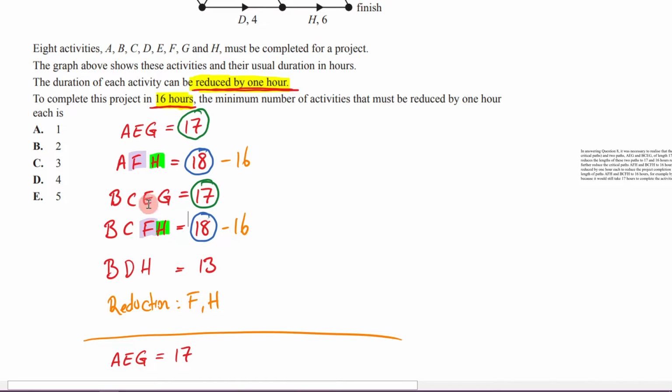So what you're going to do is look at these 2 things and go, all right, what do they share in common? Well, they share in common E, they share in common G. So you could reduce either E or G. It doesn't matter. Let's just choose G. We can reduce G here.